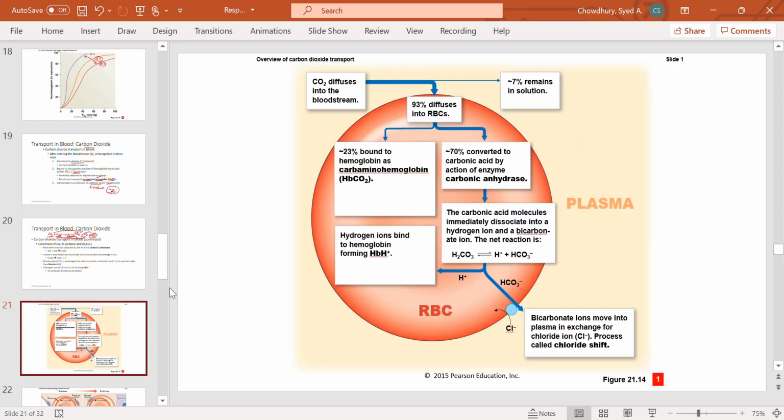so in these pictures you can see how the carbon dioxide is transported. We know that 23% is with hemoglobin and 70% as bicarbonate, and a small amount, 7%, by the plasma. So plasma is here. This is the red blood cell, right? This is the red blood cell.